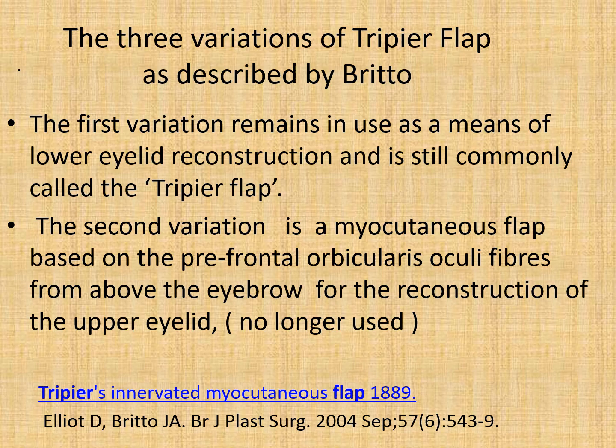The three variations of the Tripier flap as described by Brito in 2004. The first variation remains in use as a means of lower eyelid reconstruction and is still commonly called the Tripier flap. The second variation is a musculocutaneous flap based on the prefrontal orbicularis oculi fibers from above the eyebrow for reconstruction of the upper eyelid. It's no longer used.